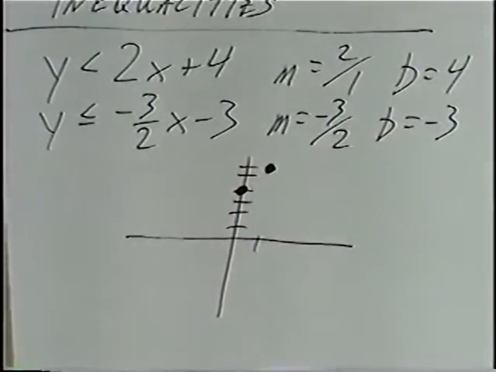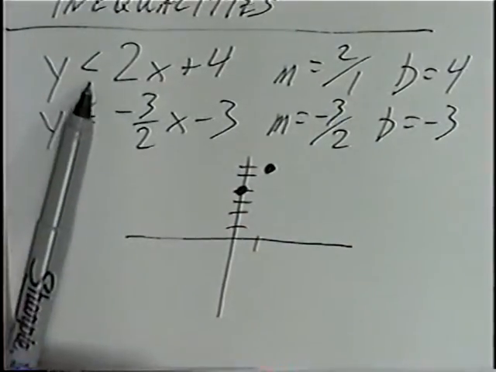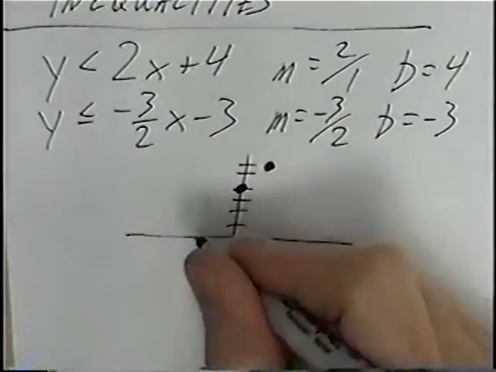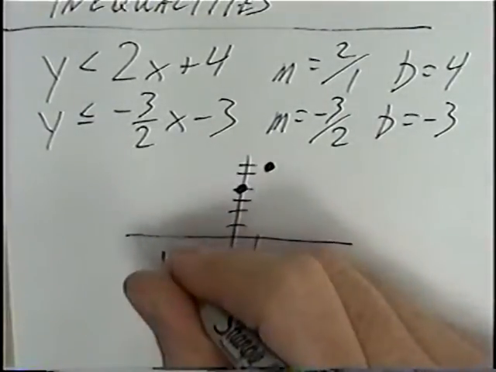This is an inequality graph. The inequality is less than. If you have an inequality that's less than, not equal to, that would be a dashed line instead of a solid line.